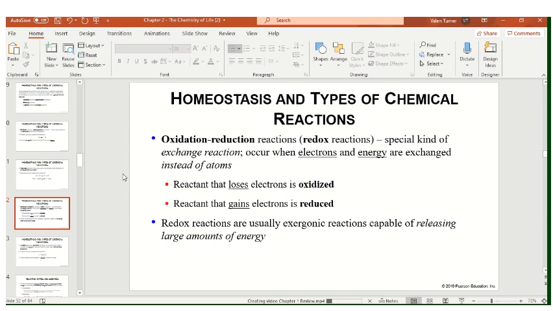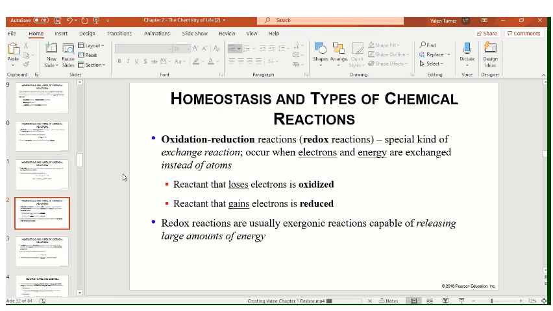And when it comes to an exchange reaction, there's a subcategory for this. There's a specific type of exchange reaction. It's called an oxidation reduction reaction, sometimes called a redox. You just got to know definitions. What does it mean to be oxidized and what does it mean to be reduced? It has to deal with the electrons. If you lose electrons, we say you've been oxidized. If you gain electrons, we say you've been reduced.